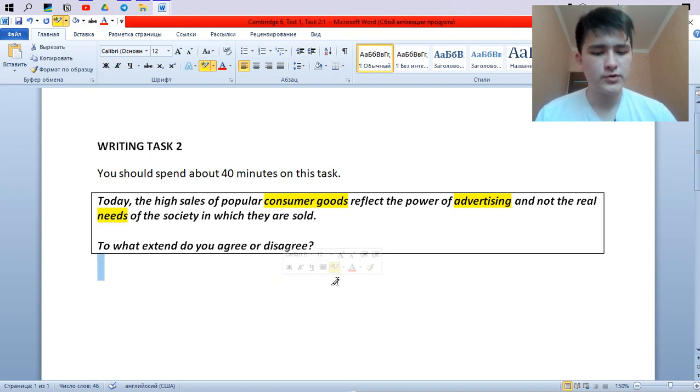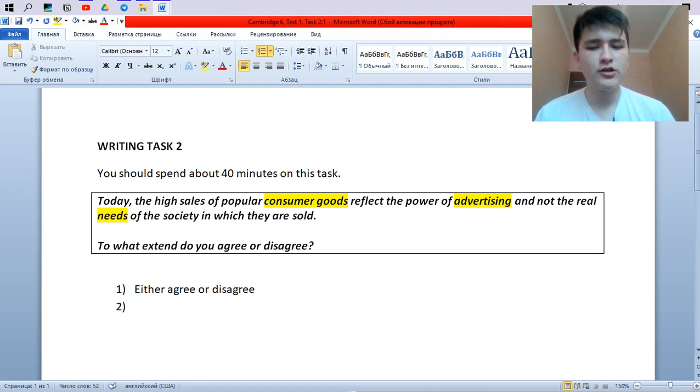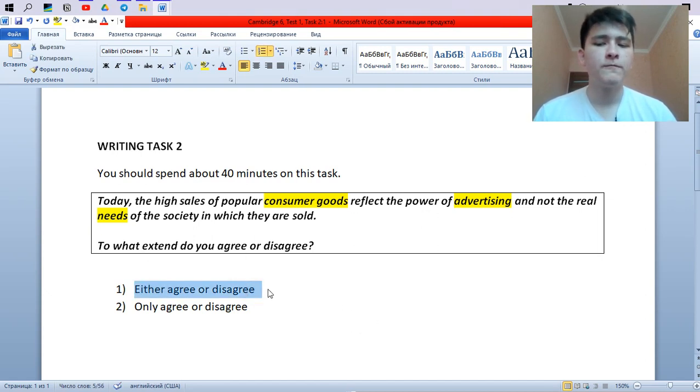Now, with agree/disagree questions, you have maybe 2 ways of answering the question. The first option is either agree fully or disagree, and the second option is only agree or disagree. So with option number 1, you can first talk about those who disagree with that, and if your position is that you agree with it, you can write about your position in your second body paragraph, because that's the most logical way there is.